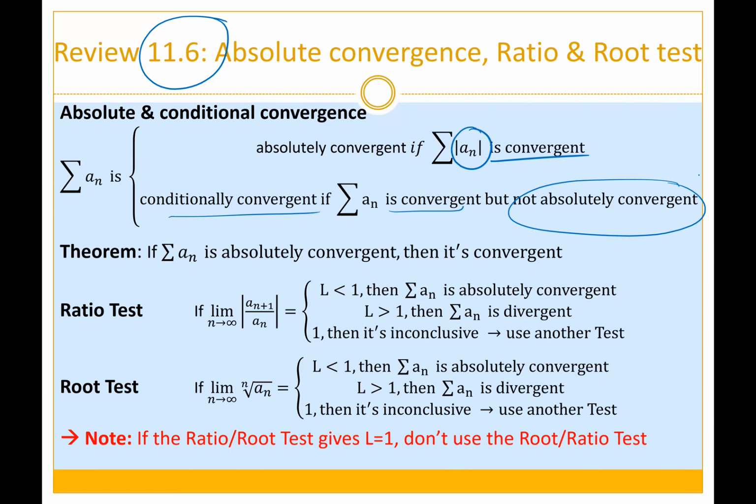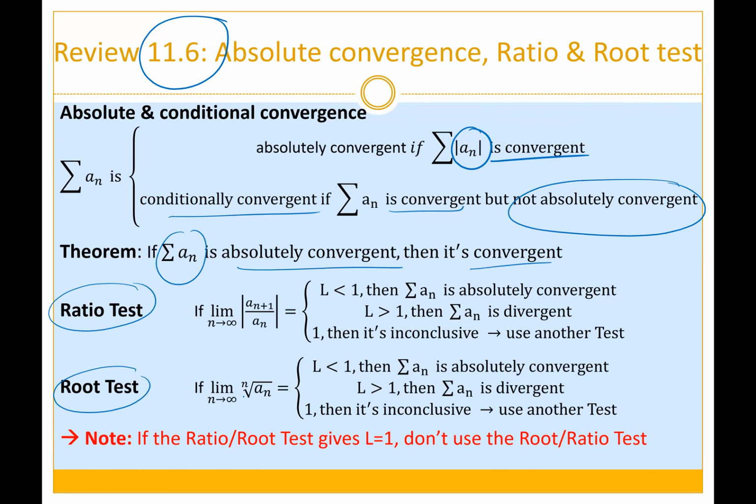This is a little bit abstract with this definition, but we want to see it in the example. We have the theorem saying if a series is absolutely convergent, then it's definitely convergent. And then we have the ratio and root tests. The ratio and root tests are very, very helpful in some cases. It's just going to take one expression, finding the limit as n approaches infinity of the absolute value of a_(n+1) over a_n, or the limit as n approaches infinity of the nth root of the absolute value of a_n.